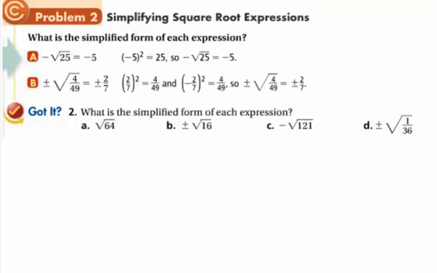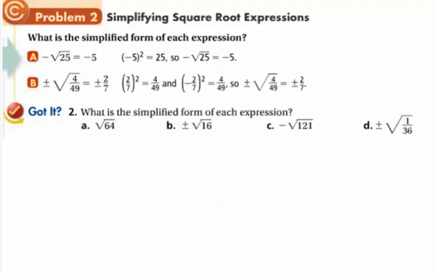Let's talk about square root expressions. Okay, this one for number A. This is the negative square root of 25. Well, I just punch in the square root of 25 and I get -5. How do I know that? Because if I take -5 and I multiply it by -5, I get +25.